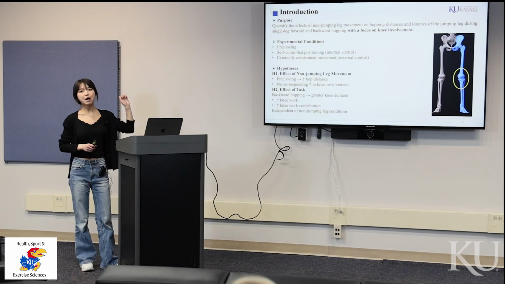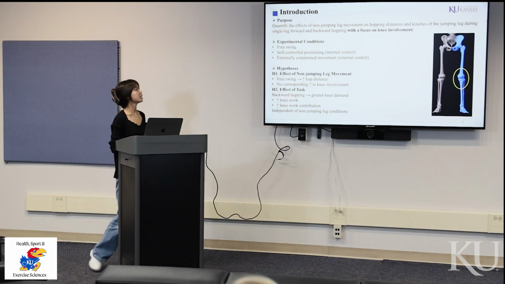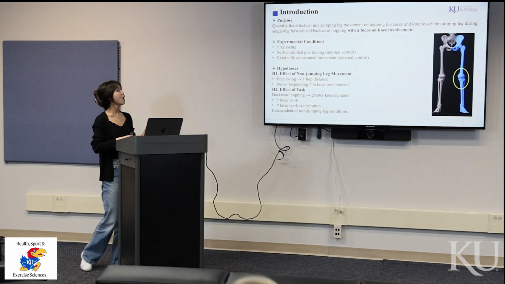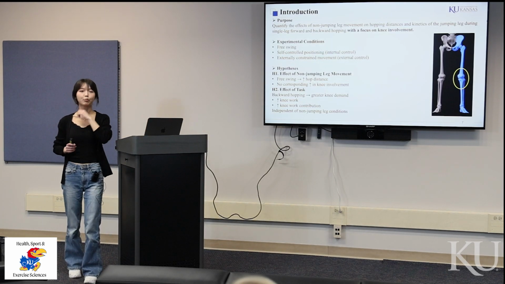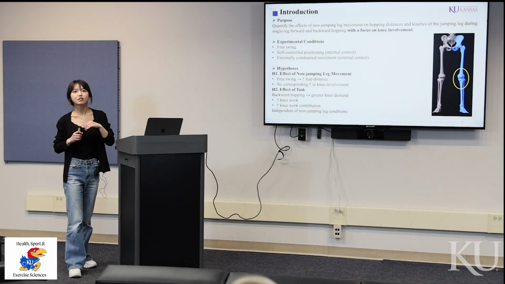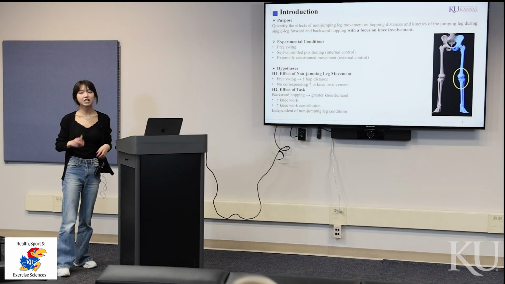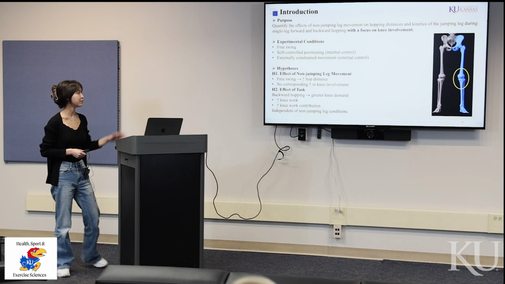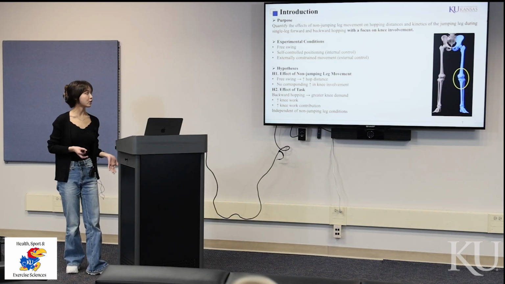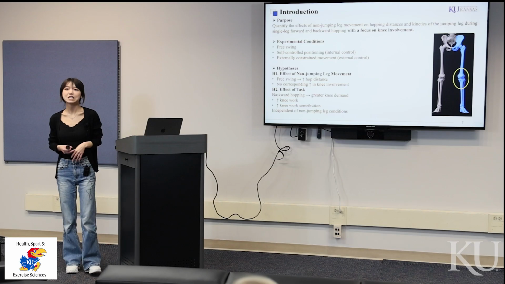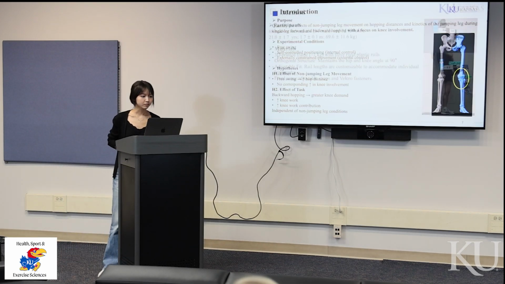And we have two hypotheses for this study. The first hypothesis is that when we free swing the non-jumping leg, it will increase the hop performance. However, there is no corresponding increase in knee involvement. And the second hypothesis is for the effects of the task. We think the backward hop will impose greater knee demands.